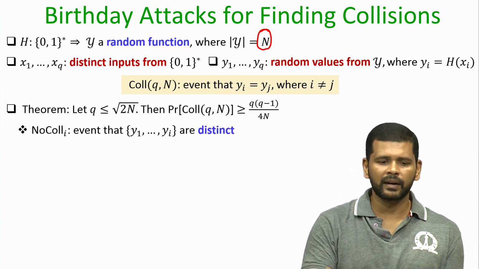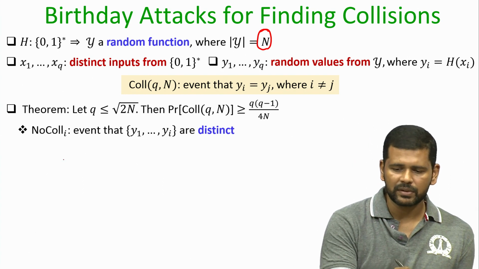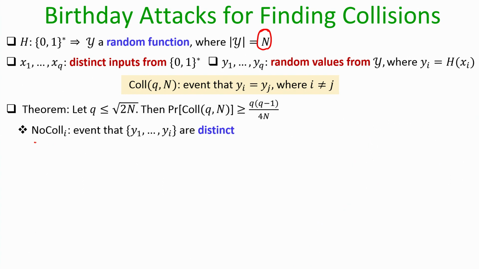So, let us see how we can derive this. Let me denote the event NoCol_i to be the event that when we have made the first i queries, all the hash output values are distinct. That means the values y1, y2, ..., yi are all distinct. If that is the case, then h(x1), h(x2), ..., h(xi) are all distinct and no collision has occurred, and that is the event NoCol_i.